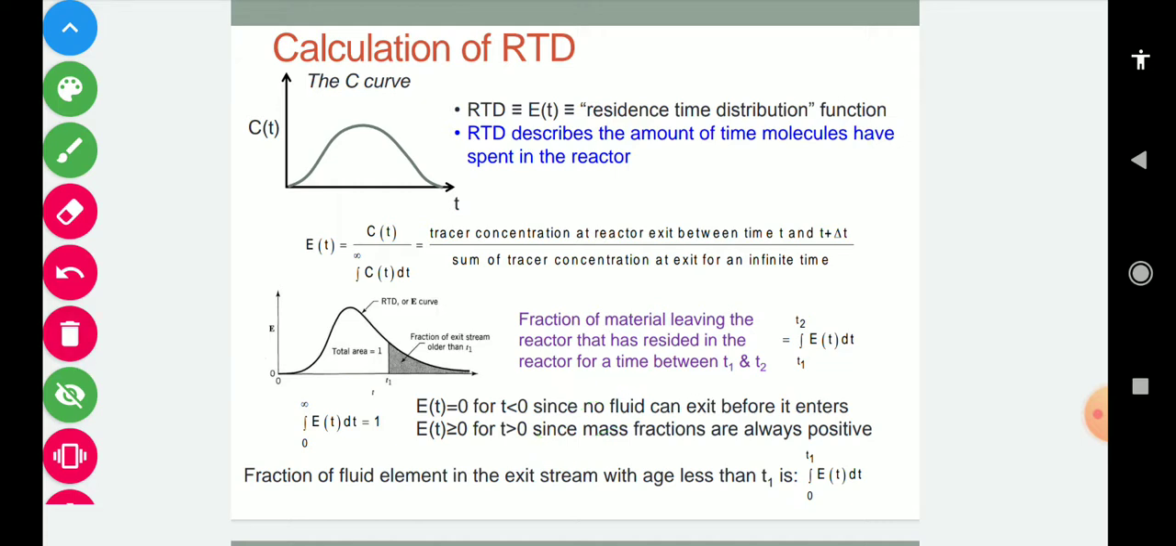Now, the fraction of fluid elements in the exit stream with an age less than T1. Less than T1 means if we integrate this E(t) function between time 0 to T1, then it will give the fraction of fluid elements in the exit stream with age less than T1. And for more than T1, you have to integrate between T1 to infinity.